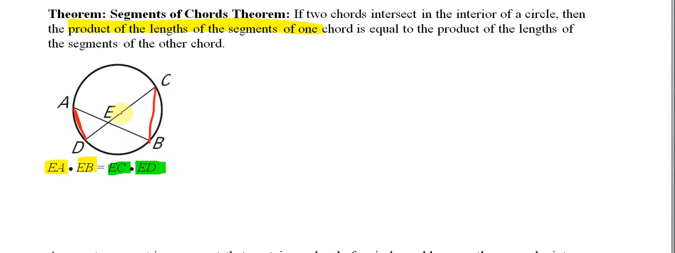And so the first thing we can say is that these two angles here in the middle, they're vertical angles. So they have to be congruent to each other. AED and CEB are vertical angles, so they're congruent.